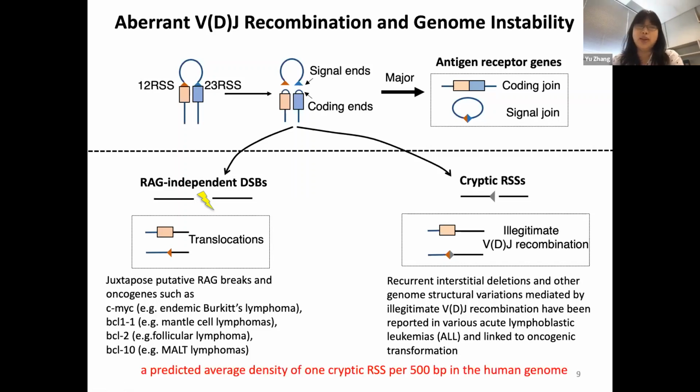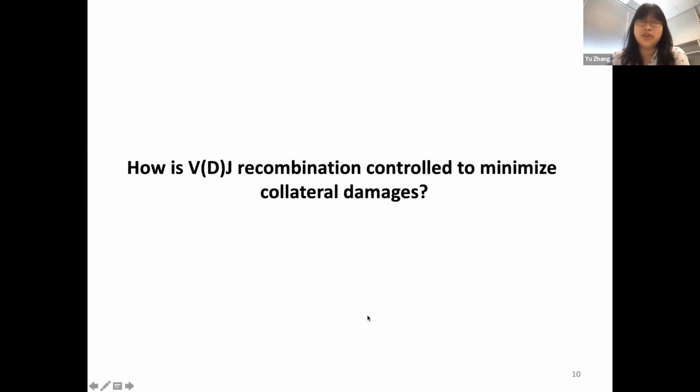It is also important to note that computational analysis predicted an average density of one cryptic RSS per 500 base pairs in the human genome. So without proper regulation, the RAG enzyme can tear the genome apart in seconds. So here comes the first question: how is V(D)J recombination controlled to minimize collateral damage? To address this question, it is very important to have a very sensitive assay that can detect RAG activity, including both on-target and off-target activity.